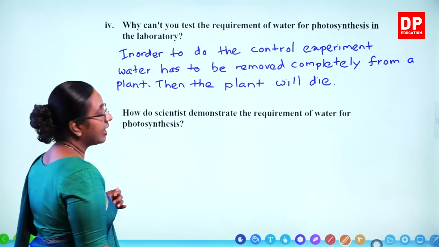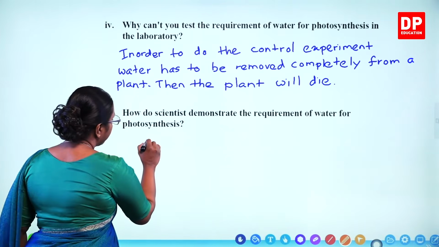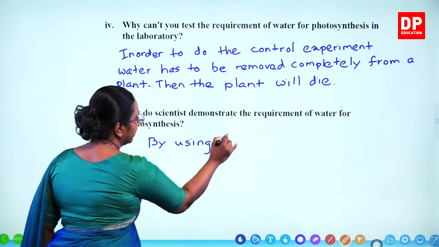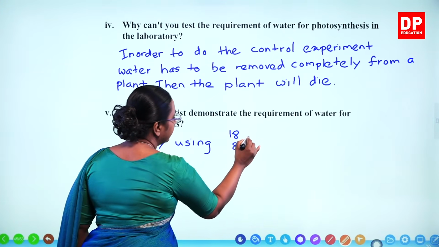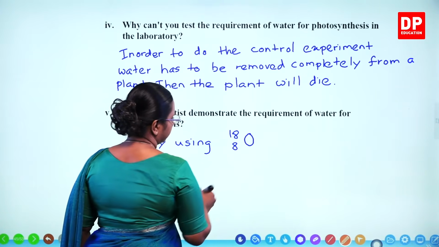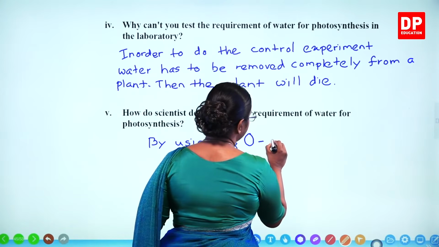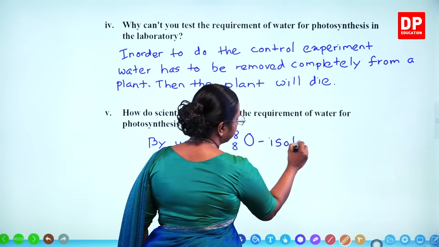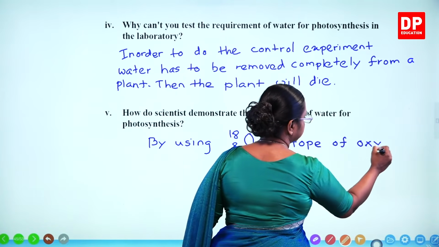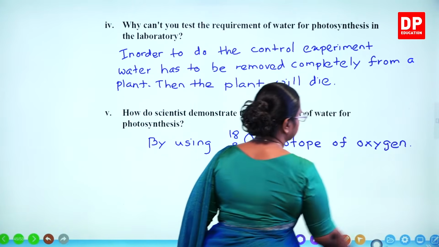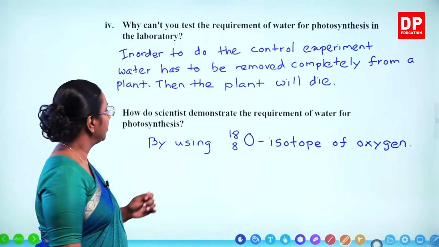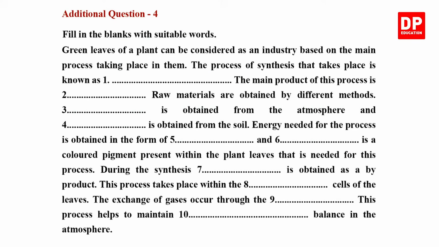So here you can write the answer as by using 18 oxygen. This is an isotope of oxygen. If you write that, that is more than enough. Move on to the next question.